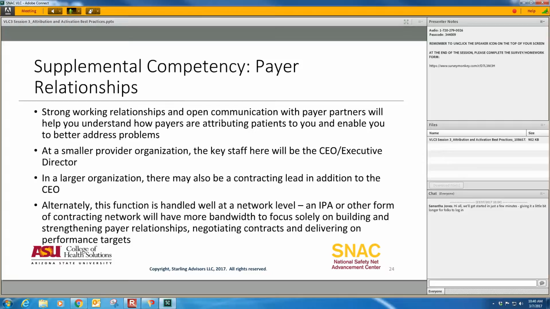But then the other piece is that we see that this type of relationship building can be handled really well at a network level. Providers may come together in an IPA or some other type of network, and at that network level, they're able to designate people with more bandwidth to focus solely on building and strengthening payer relationships, negotiating contracts, monitoring performance targets, and really building a foundation to have an open line of communication in a way that you're just not able to do at an individual provider level.